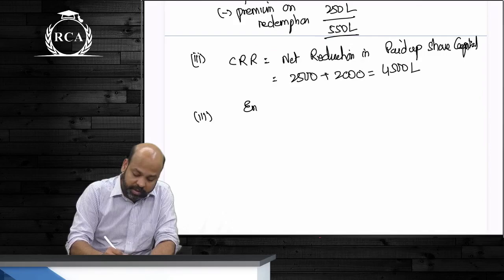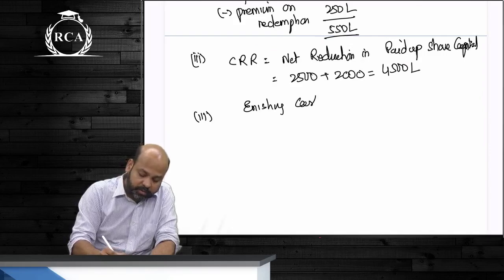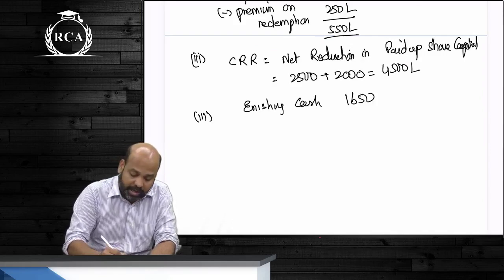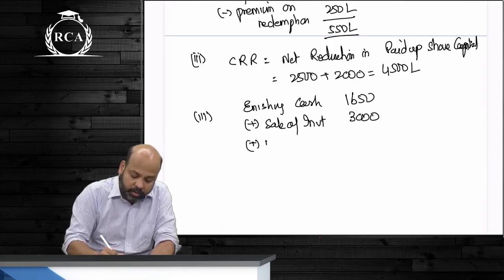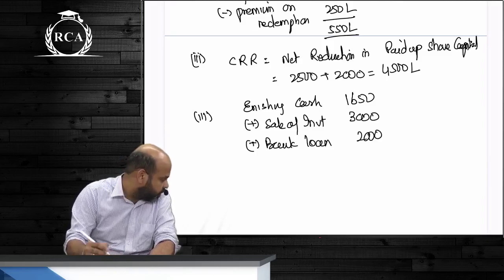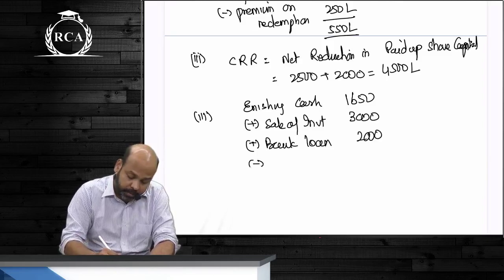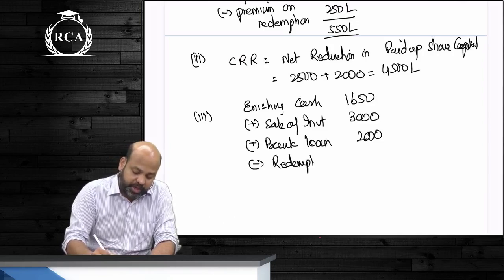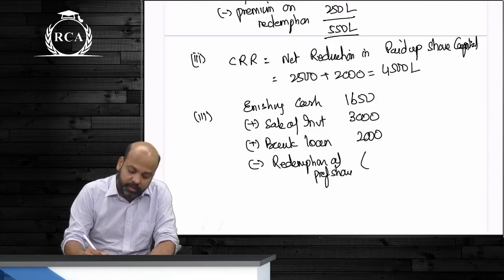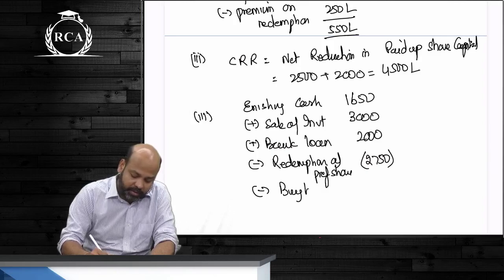What is your existing cash balance? 1650. Add, beta, sale of investments 3,000, add bank loan 2,000, minus, what is it, beta, redemption of preference shares. How much money are we giving for redemption of preference shares, beta? 2750. Minus buyback, beta, how much are we giving? 3,000.